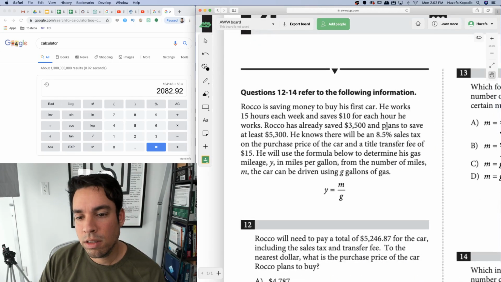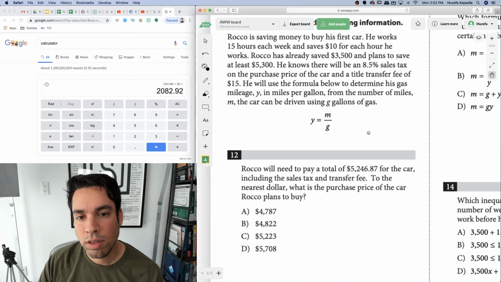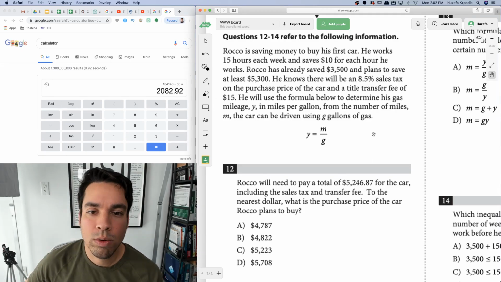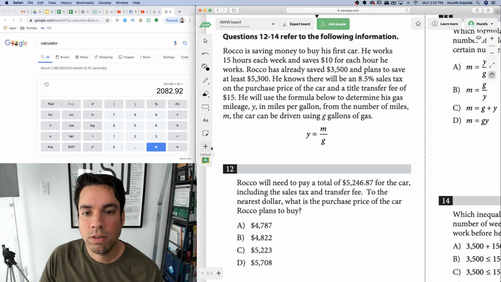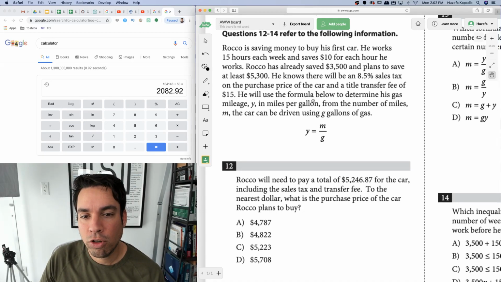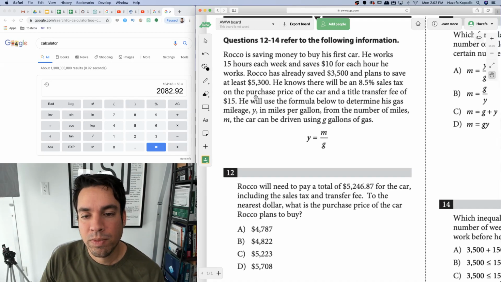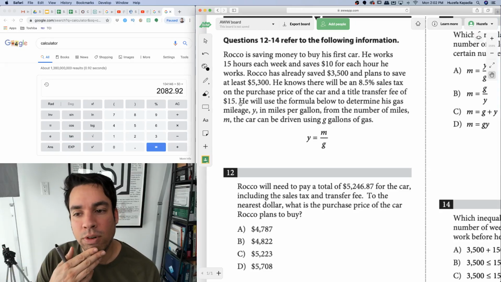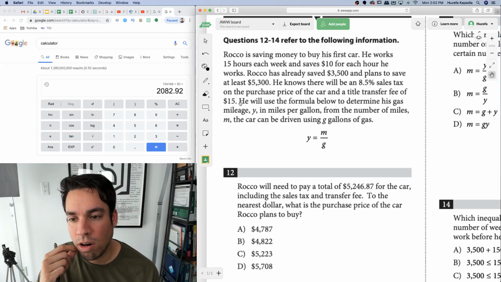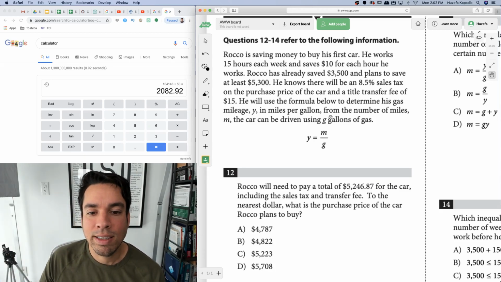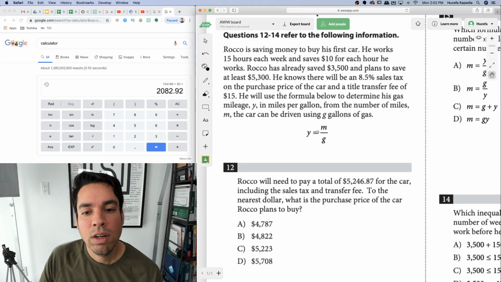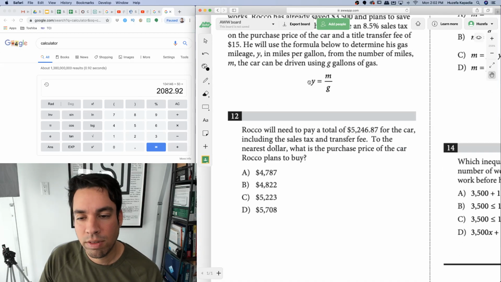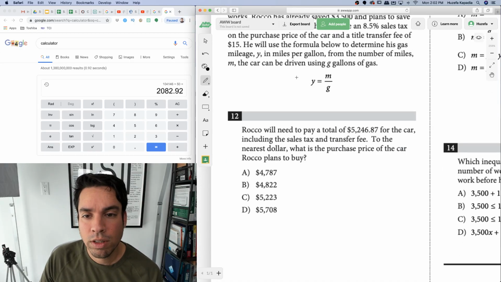Next is question 12 through 14. Rocco is saving money to buy his first car. He works 15 hours each week and saves $10 for each hour he works. Rocco's already saved $3,500, plans to save at least $5,300. He knows that there will be an 8.5% sales tax on the purchase price of the car and a title transfer fee of $15. He used the formula below to determine his gas mileage in miles per gallon from the number of miles the car can be driven using G gallons of gas. Okay, this is a lot of information.